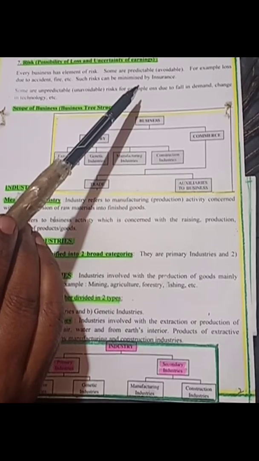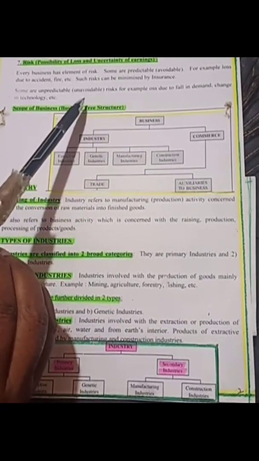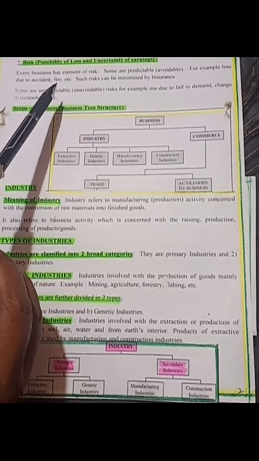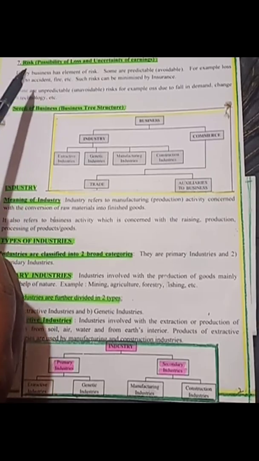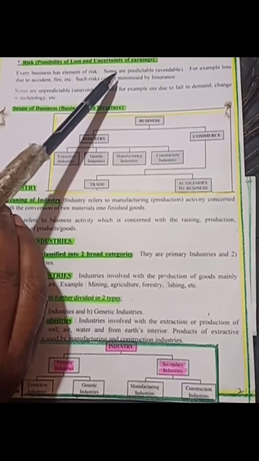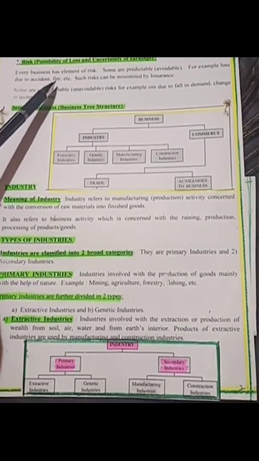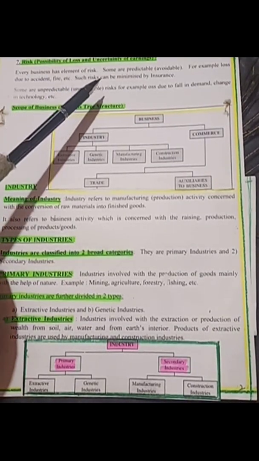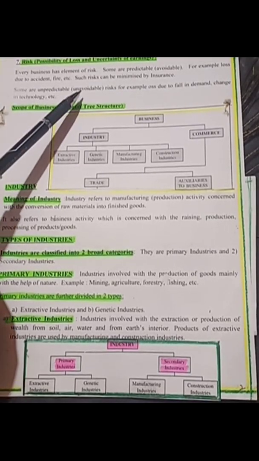Economy is very badly affected, so business is very badly affected. Lockdowns were for too many days. Everything affects the business. If businesses are not flourishing, society cannot develop. Every business has an element of risk. Some are predictable, avoidable. For example, loss due to accident, fire, etc. Such risks can be minimized by insurance. Insurance plays an important role.